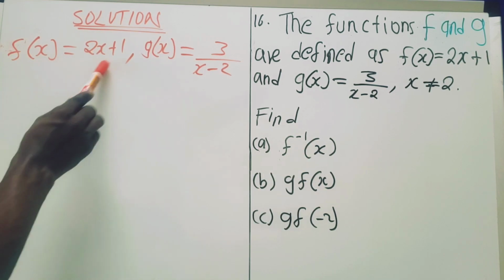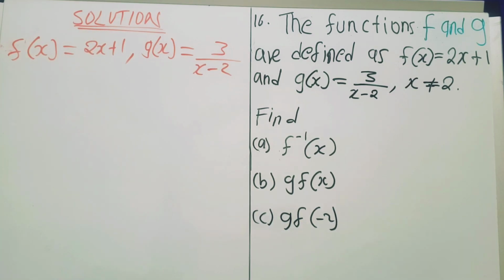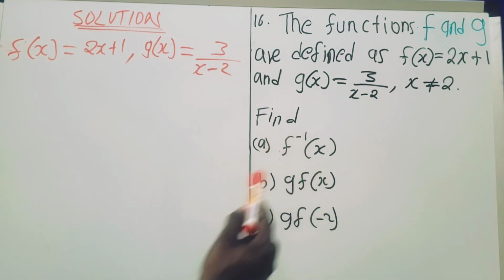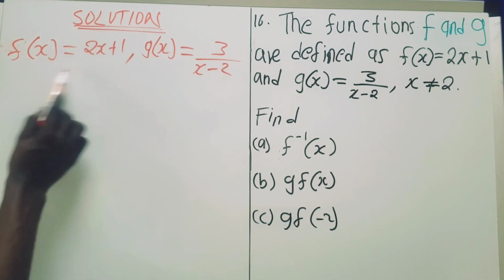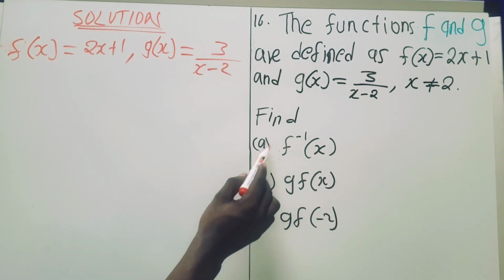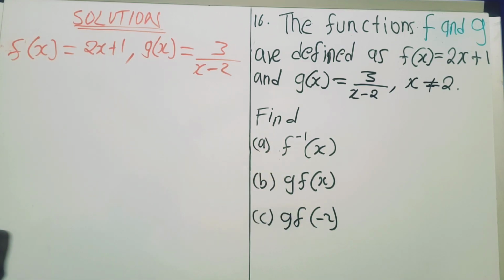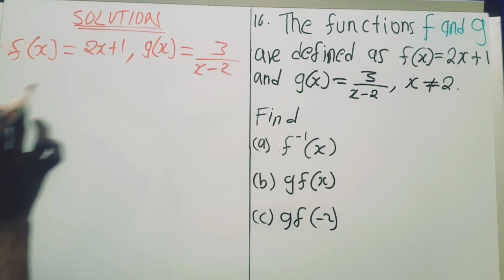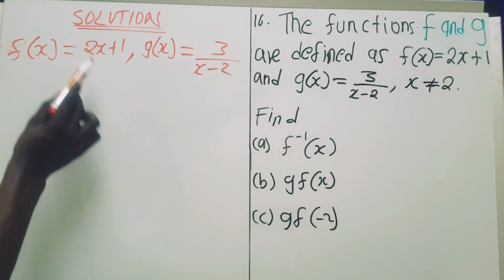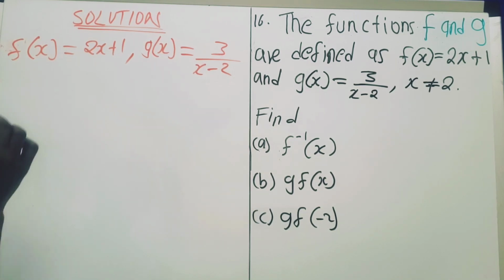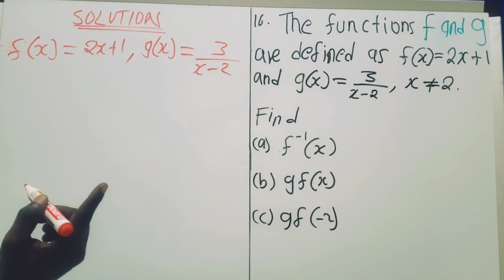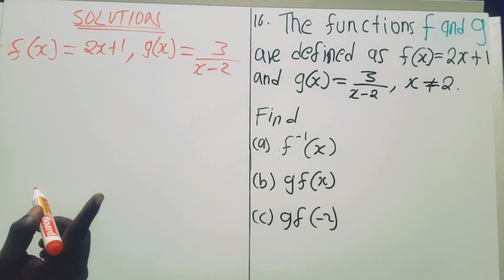So the function of f is this. One thing that you should know, simple steps to follow when finding the inverse. You get this function f of x because that's the one they are asking about. You leave the g of x alone. Then when you get this f of x, to find the inverse, step 1, replace f of x with y.